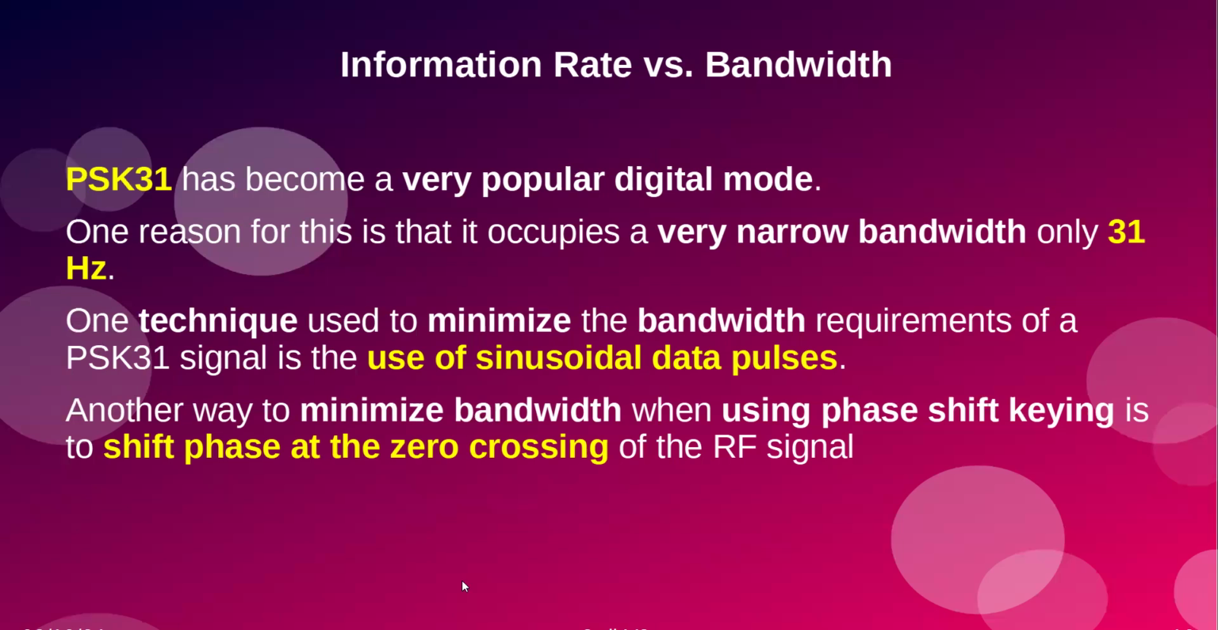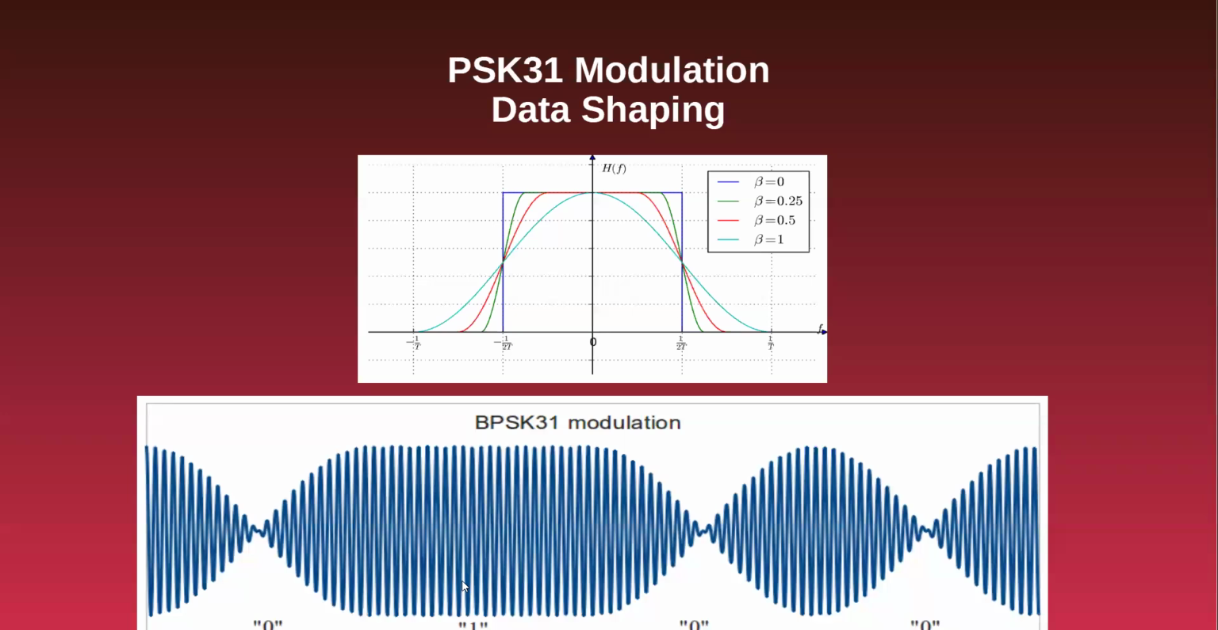Well, I think... It's a different slide. I've got one in here that actually shows the phase shift waveform, and you can see it. This one claims to be binary phase shift keying 31, the modulation, but it just doesn't look right to me. I don't see a phase shift. But it's definitely showing the difference between ones and zeros.